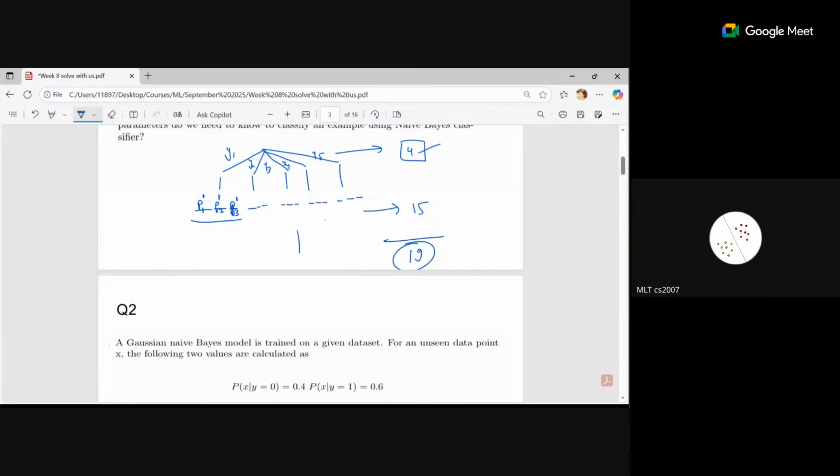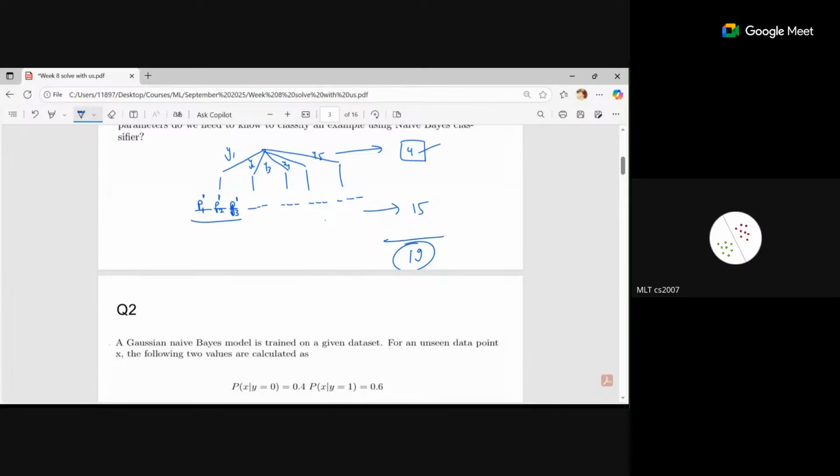It will be 1 minus, right? But they are independent, no? Class conditional independence. Yeah, so they all are independent of each other.